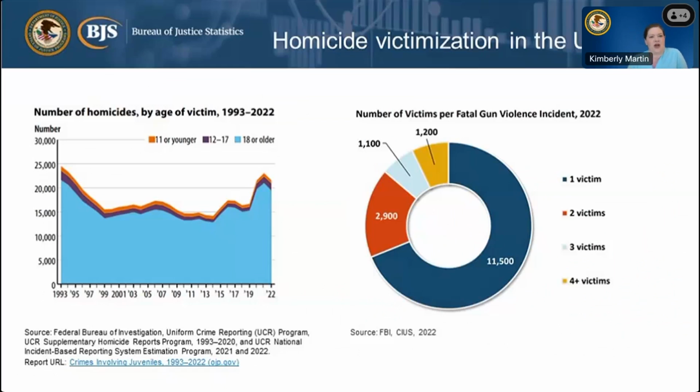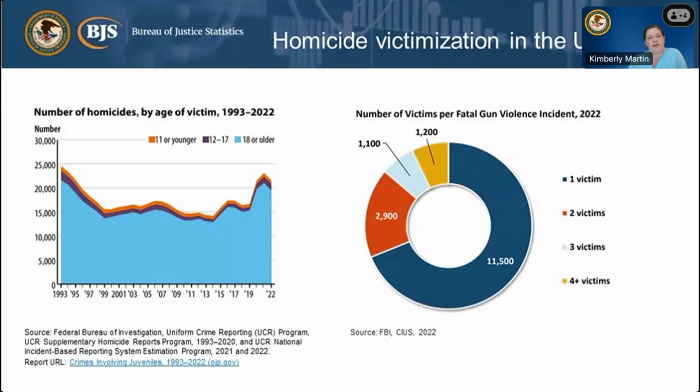These are national estimates of homicide. Now, homicide, we have had national estimates for a long time. But what's nice about NIBRS, and the reason why I want to show this slide, is that it shows 2022 homicide information for victims by age on the left. And then on the right, you've got the number of victims per fatal gun violence incident. What's valuable about this is you could produce this before from supplementary homicide report data. But with NIBRS, we now have this for non-fatal gun violence.